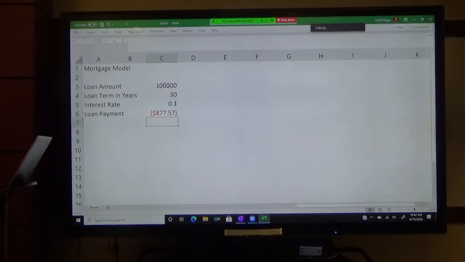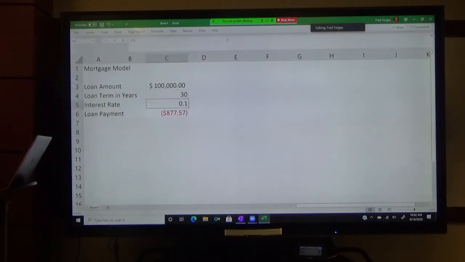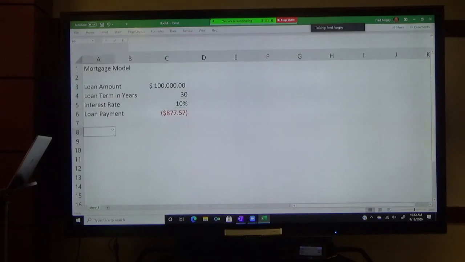Okay, so there it is. $877.57 is our payment amount. Now, if we want to begin to clean things up a little bit, we'll make that a dollar amount. Want to make this maybe an interest rate. And okay, so we'll start with that.